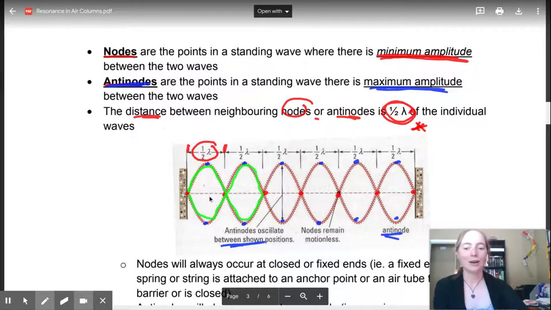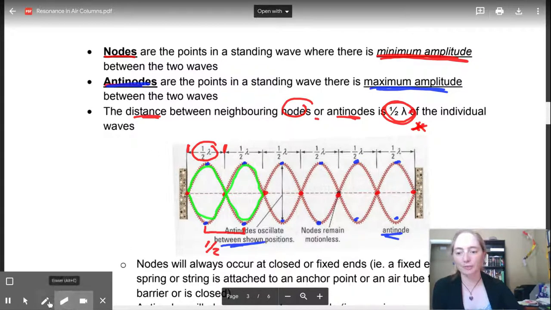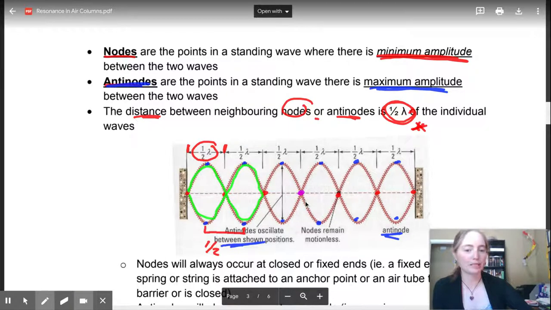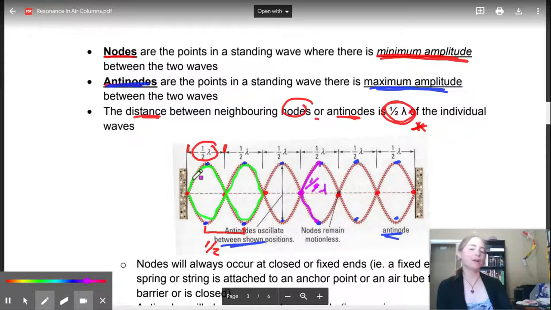Now, if we go from antinode to antinode, from here to here is one half of a wavelength. Well, what is the distance between a node and an antinode? If we go from this purple spot here to this guy here, what's the distance between a node and an antinode? A quarter wavelength. So that distance is 1/4 of lambda. That is also really, really important. We are going to be coming back to this throughout the video. So if I was you, I'd pause the video and draw and label those things in your notes.